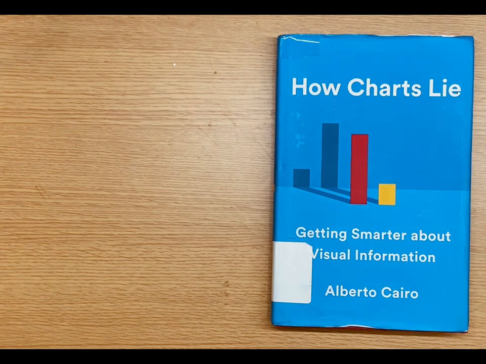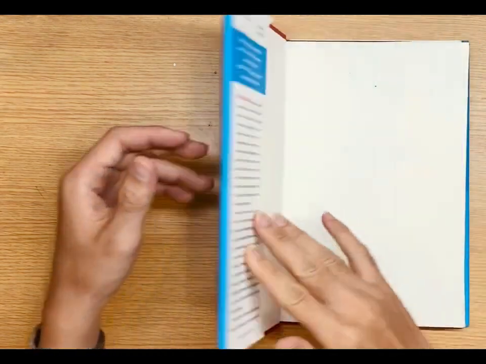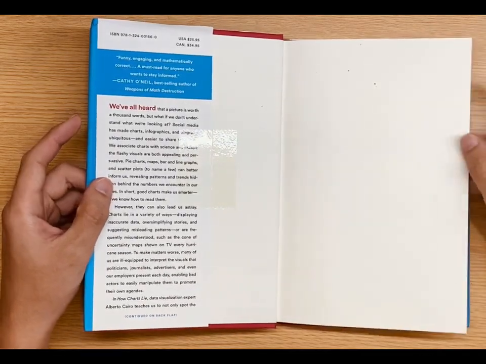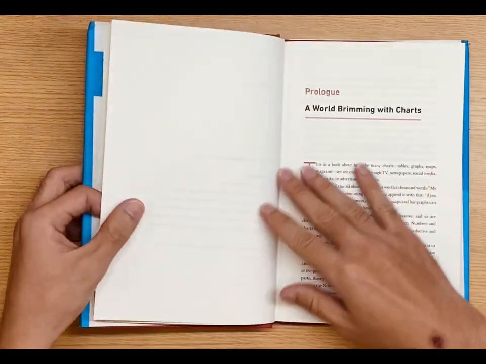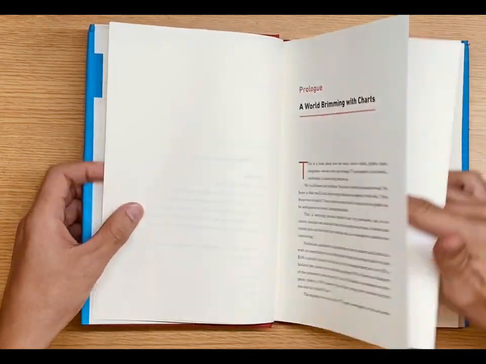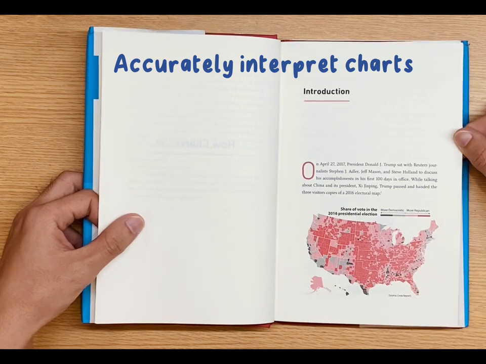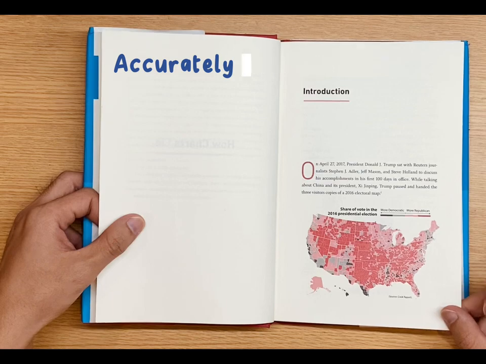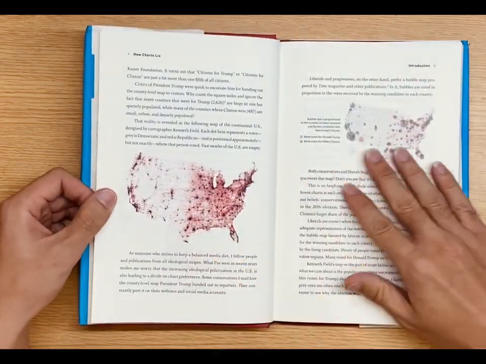The book was written by Alberto Cairo, a journalist and designer. He's a well-known author with several textbooks, who is the Knight Chair at the University of Miami. Nowadays, data is everywhere. The ability to accurately interpret graphs is essential for everyone, regardless of their field of study, and this is especially true for the students and staff of VinUni.